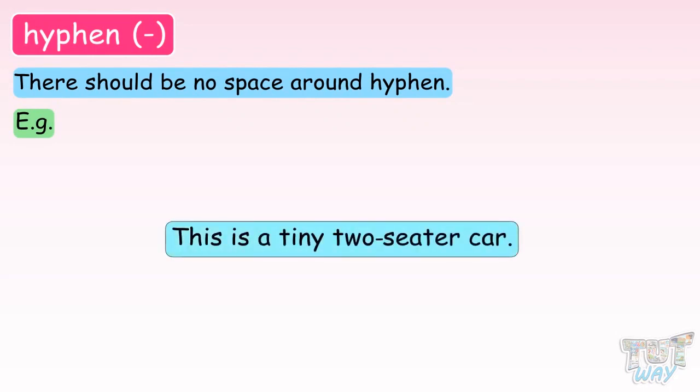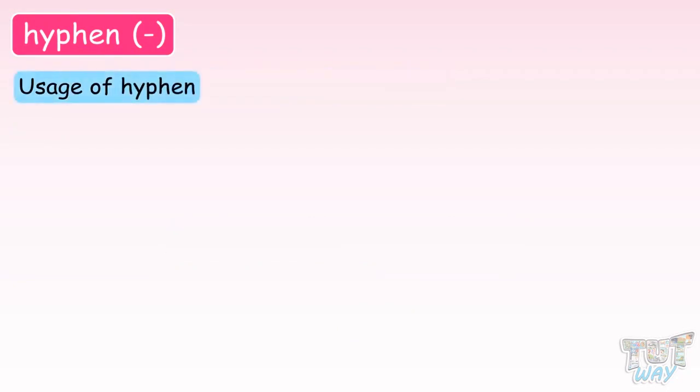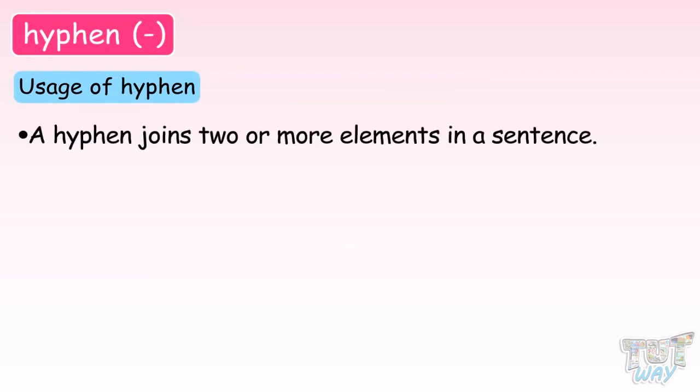This is a tiny two-seater car. Here we use hyphen between two and seater and no spaces around the hyphen. Now let's learn rules regarding the usage of hyphen, or why and when do we use hyphens. The role of hyphens is to join two or more elements in a sentence.